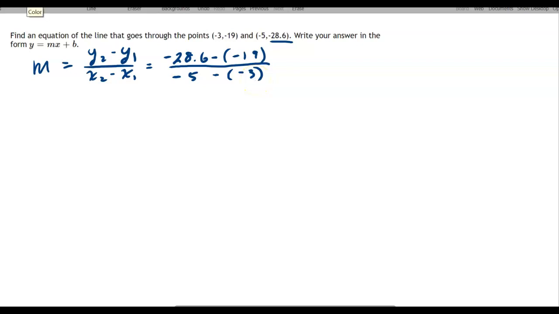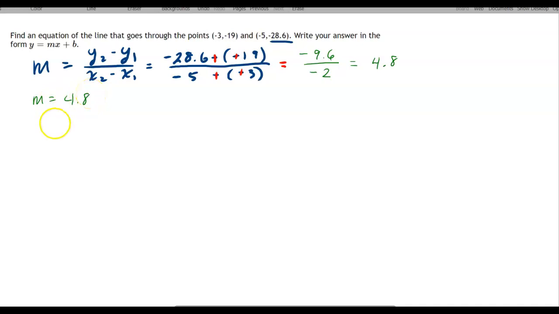Now, you may note that this subtracting a negative ends up being adding a positive in both of those cases. And so our negative 28.6 plus 19, the signs are different, so we'll subtract those two. So that's going to be a negative 9.6. And negative 5 plus 3 is negative 2. So negative 9.6 over negative 2 is a positive 4.8. So that's our slope. We've got our slope.